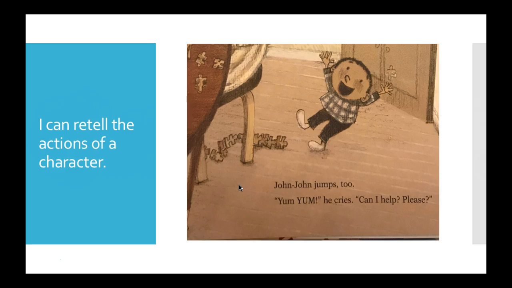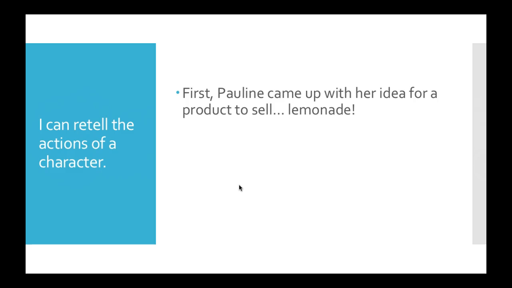"John jumps too." Oh, look at him. He looks so happy in that illustration. "'Yum, yum,' he cries. 'Can I help, please?'" So first, Pauline came up with her idea for a product to sell, lemonade. Then what did she do? Pause and tell your partner what you think happened next that was important for their business plan.